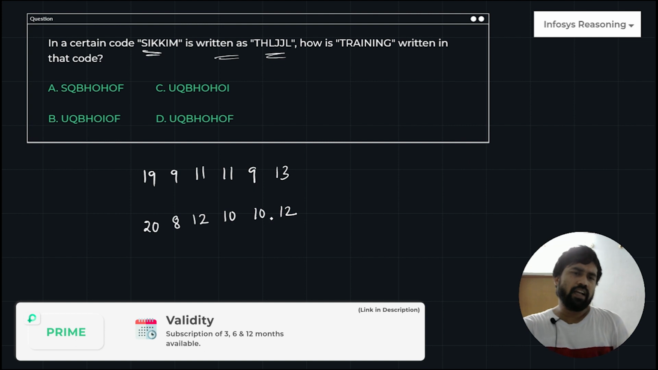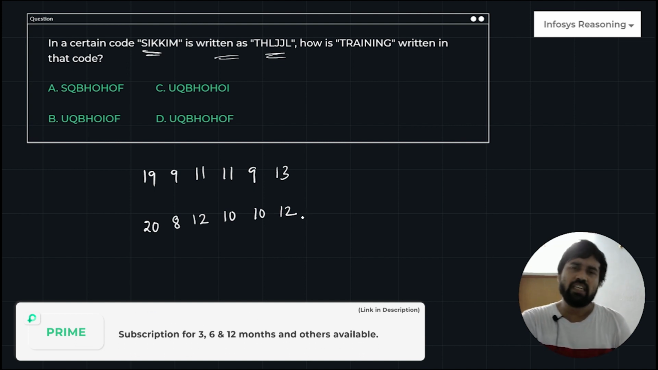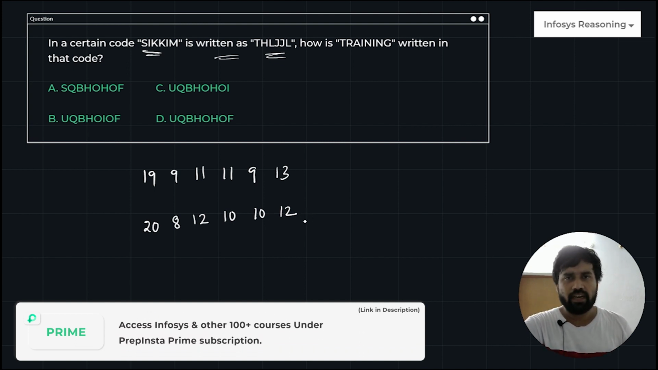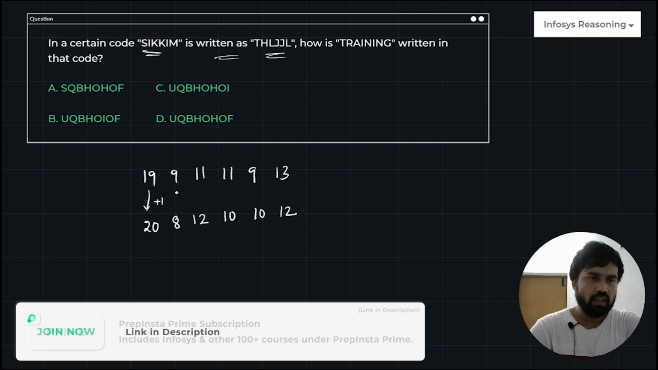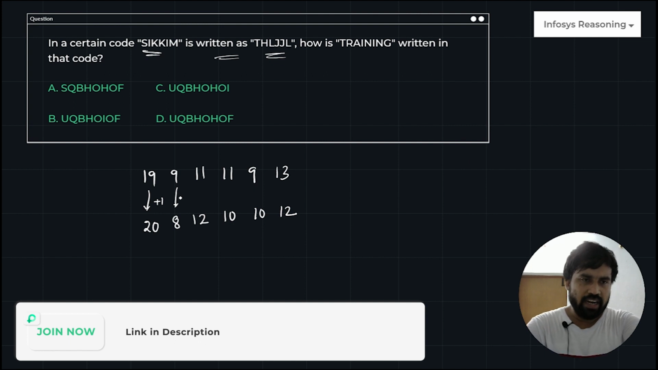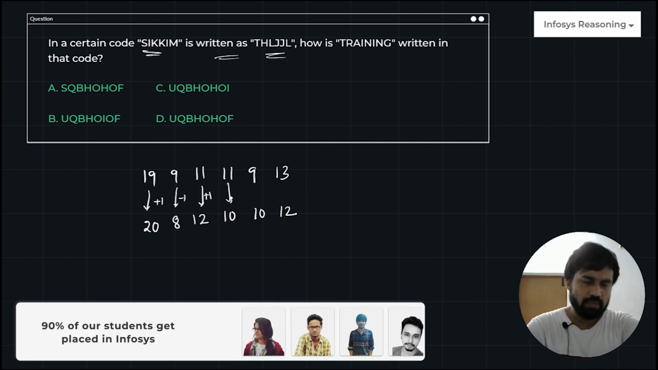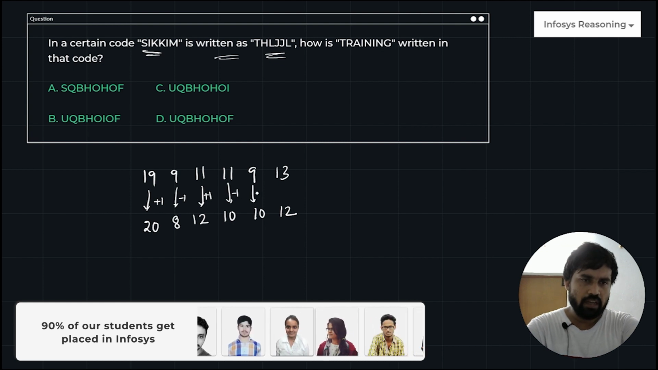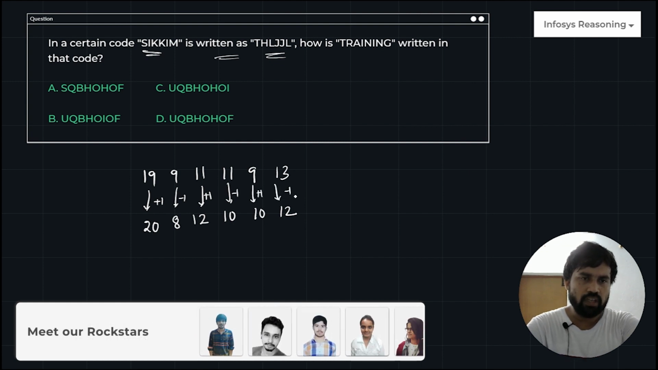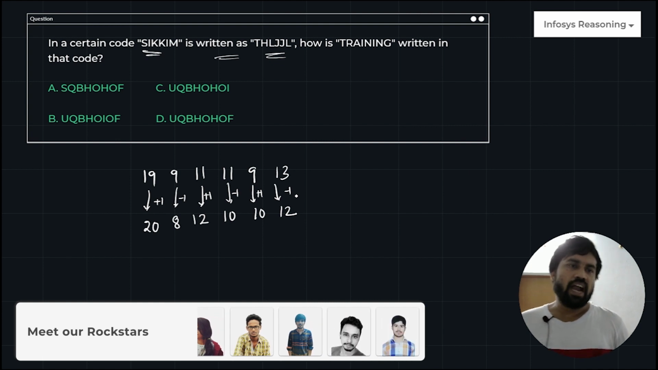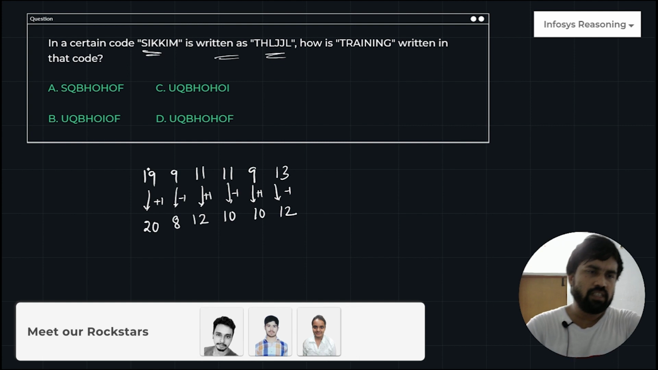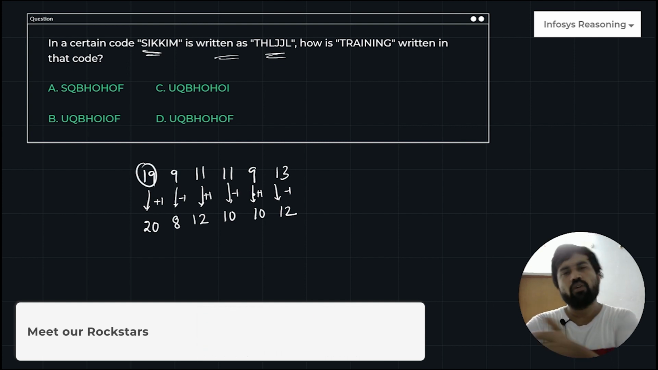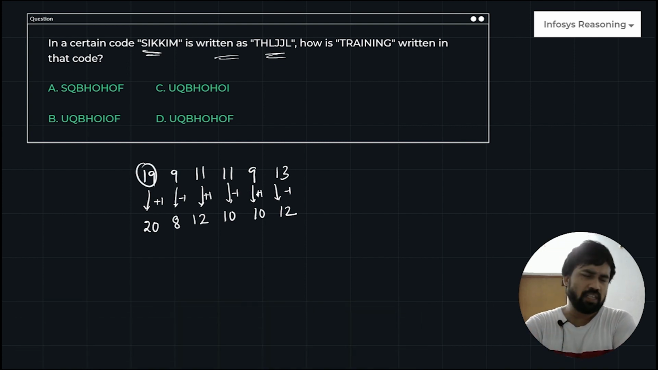So just look at here, guys. When you see the numbers, you can easily get the values or the logic, right? So just look at the logic here. So 19 becomes 20, plus 1, and 9 becomes 8, which is minus 1. 11 becomes 12, plus 1. 11 becomes 10, which is minus 1. So here plus 1, here minus 1. So each alternate number is added with plus 1 or minus 1, right? So it's very simple. The first element is added by 1. The corresponding elements minus 1, plus 1, minus 1, plus 1 is the pattern.